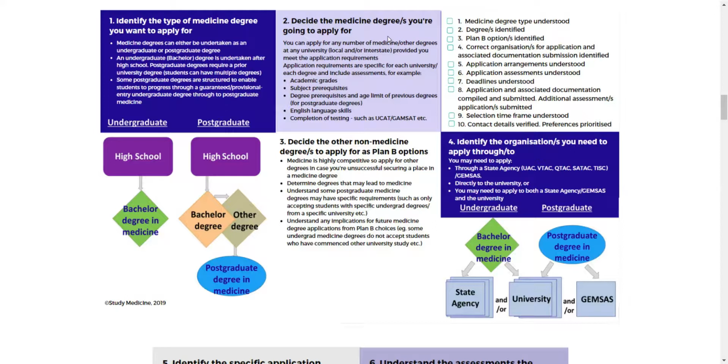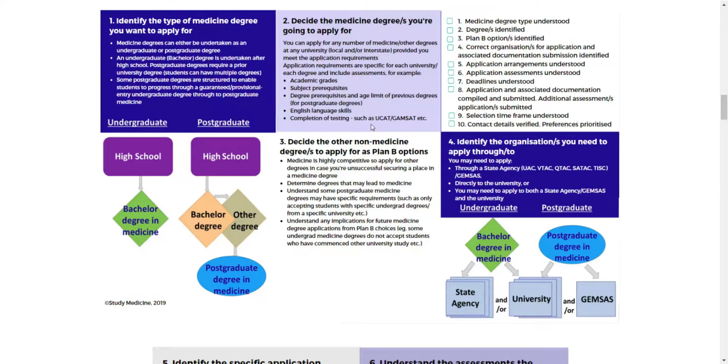Application requirements, of course, will always include academic grades and minimum grades in order to be accepted into the university. But you also have to understand what subject prerequisites and also whether there's any other prerequisites, such as, for example, if you're wanting to apply for a postgraduate medicine degree, you may have to have a previous degree that is within a certain age limit of when you actually studied. International students will always have to pass certain English language skills, and there may be a number of other testing regimes that you need to have completed before applying to the university, such as UCAT and GAMSAT.